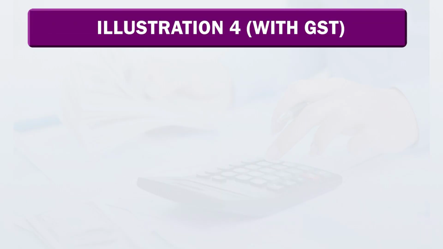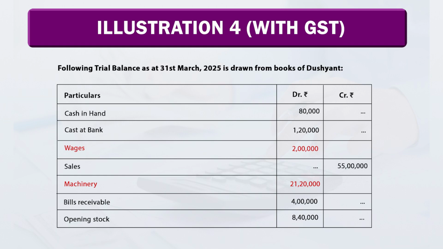Illustration number 4 with GST. The following trial balance at 31st March 2025 is drawn from the books of Dushyant. See friends, here on the debit side we are given information, and on the credit side we are given information. Cash in hand 80,000 rupees would appear on the asset side. Cash at bank would appear on the asset side. Wages of 2 lakh rupees is given to you, friends. Whatever figures are shown in the red ring include the effect of adjustment. So wages of rupees 2 lakh would appear on the debit side of our trading account. Sales of 35 lakh rupees would appear on the credit side of the trading account.